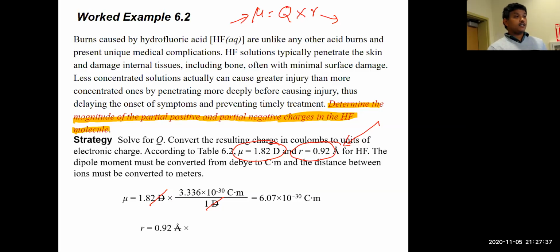Now we have the radius as 0.92 Angstroms. Angstrom is not meters, so you need to use the conversion factor between Angstroms and meters. 1 Angstrom is equal to 1 times 10 to the power of -10 meters. Now we cancel the Angstroms like this, and end up with the distance between hydrogen and fluorine as 9.2 times 10 to the power of -11 meters.